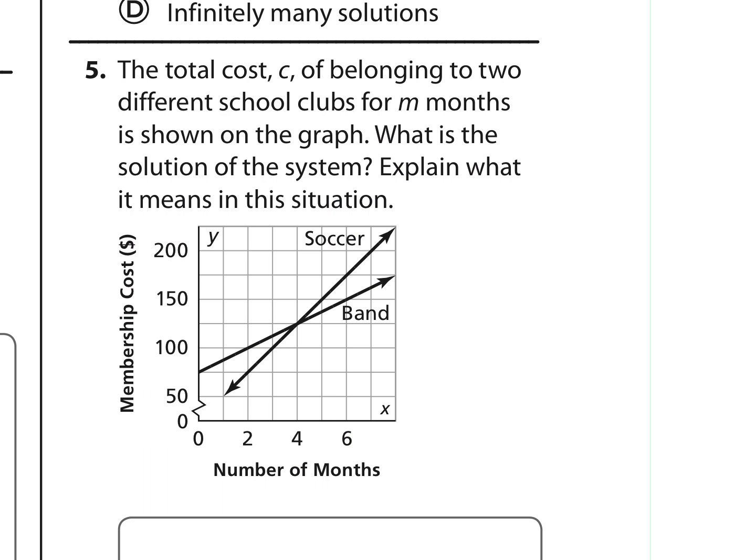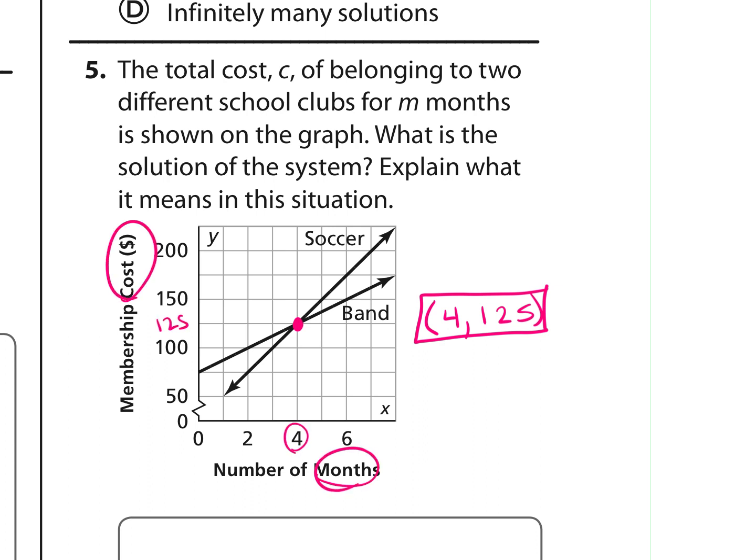Number 5, the total cost C of belonging to two different school clubs for m months is shown on the graph. What is the solution of the system, and explain what this means? The solution is where the lines cross. They cross where x is 4 and y is 125. So that's the first answer. And what does this mean? This means at 4 months, the cost is $125 for both clubs, which means they have the same cost at that point in time.